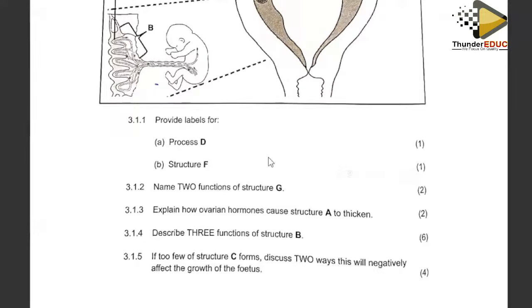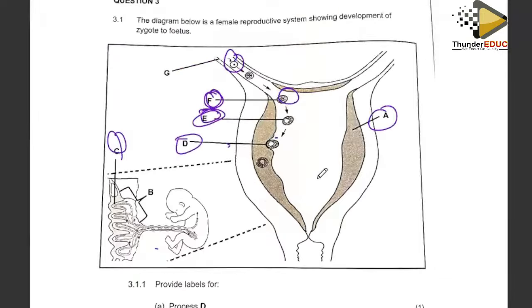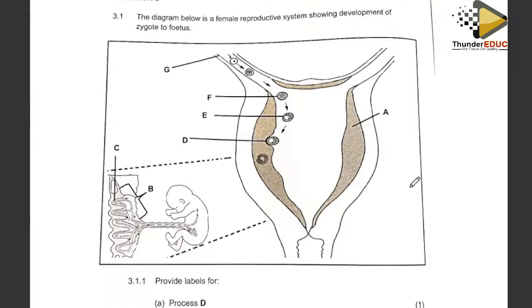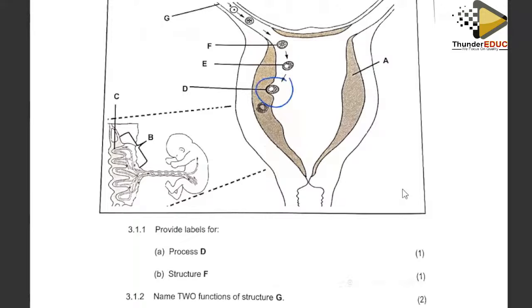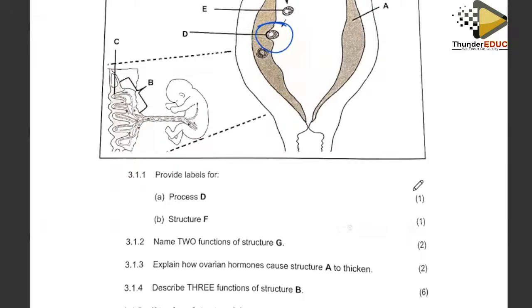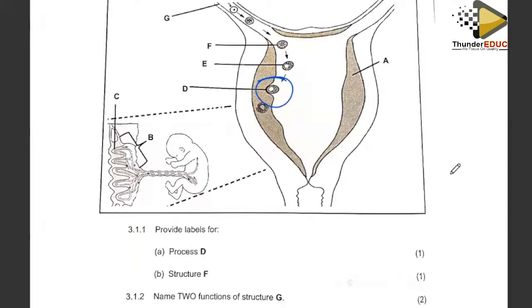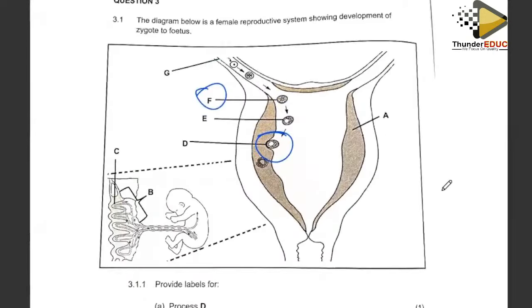Provide labels for process B. They're saying process B. Let me first clear it up. Process B, process D, is implantation. Yes, it's starting to sink itself. Structure F is a ball of cells, which is morula. They're saying name two functions of G.